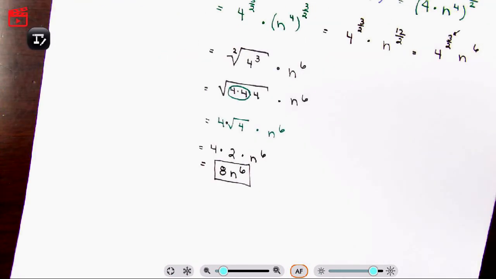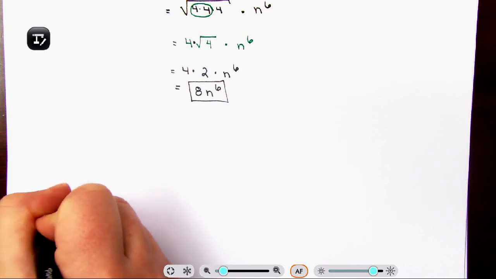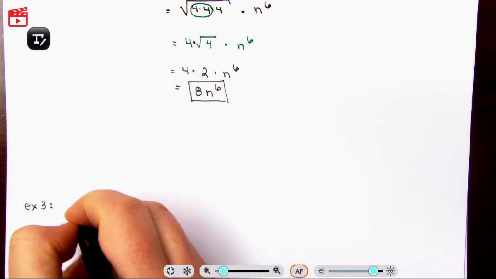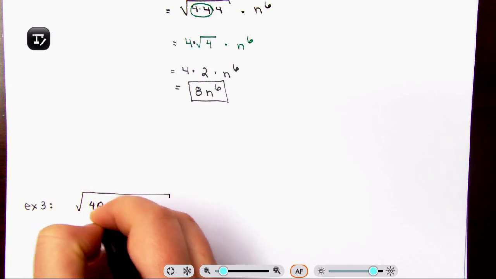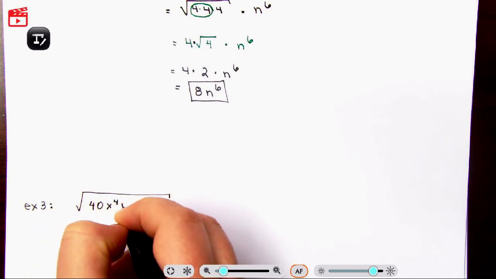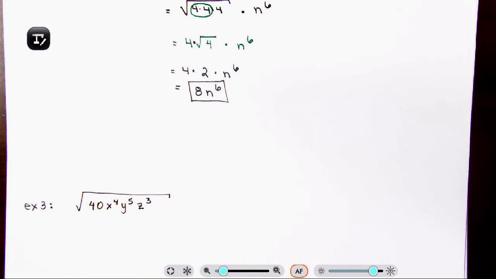All right, let's do another example. We have the square root of 40 x to the 4th, y to the 5th, z to the 3rd power. Don't let that scare you. The first thing you're going to do is you can rewrite this in terms of exponents. Again, you don't have to. It just ends up being sometimes easier.